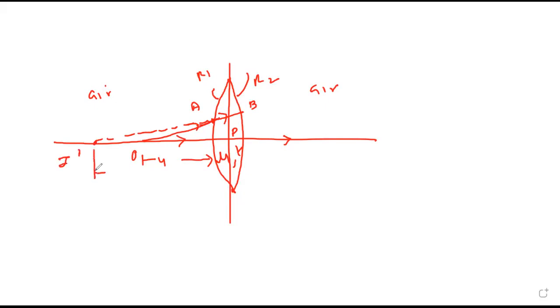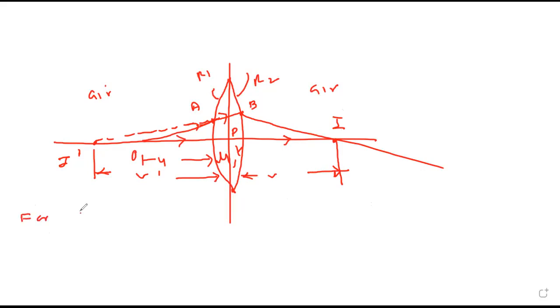I dash is the virtual image of object O at distance v dash. To get the image from I dash, draw ray I dash P, it will emerge out without any deviation. I dash B undergoes refraction, follows path BI. Let v be the distance of image I from the second surface. This was the ray diagram.